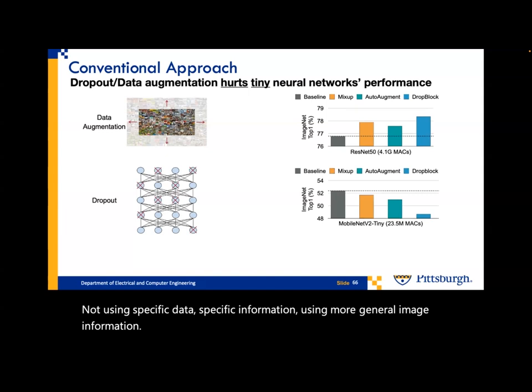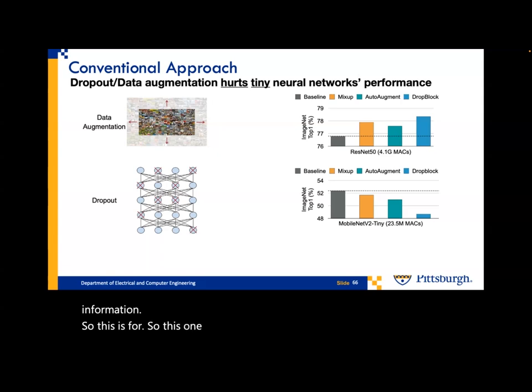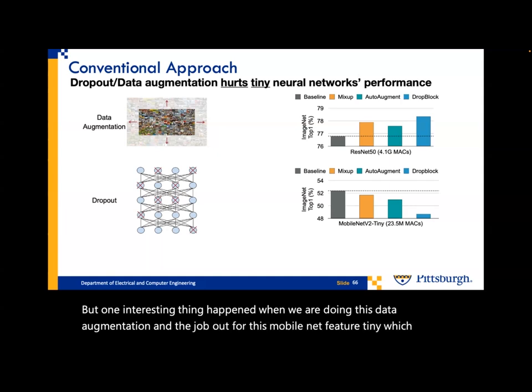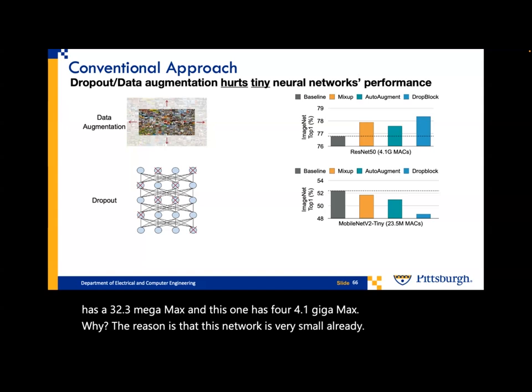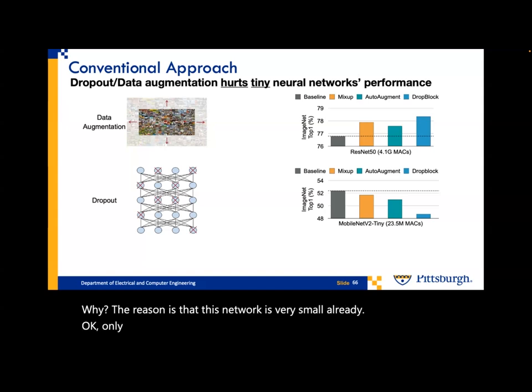Right. So this one is ResNet 50. But one interesting thing happened when we were doing this data augmentation and dropout for MobileNetV2-Tiny, which only has 23.5 mega MACs, while this one has 4.1 giga MACs. Why? The reason is that this network is already very small.